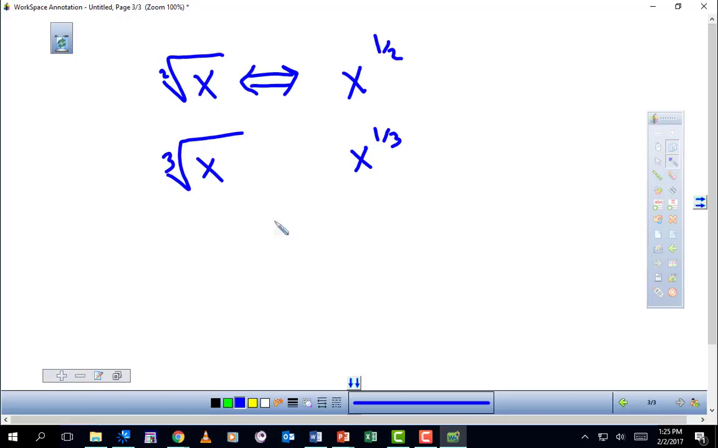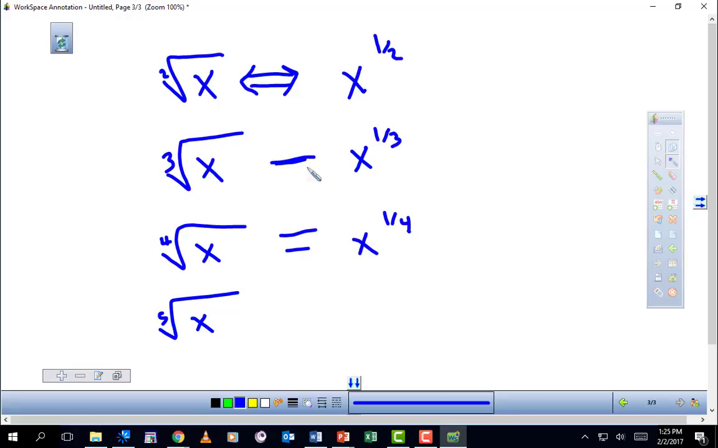It's a fractional exponent. So can you guess what this one's going to be? x to the 1/4. There you go. See, how about that? How about this next one? The fifth root of x. These are all equal, right? And so this one would be x to the 1/5. So hopefully you recognize the pattern. All you do is take the index and put it in the denominator. Does that make sense?